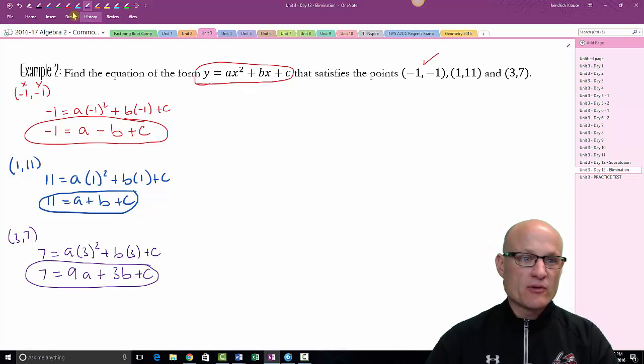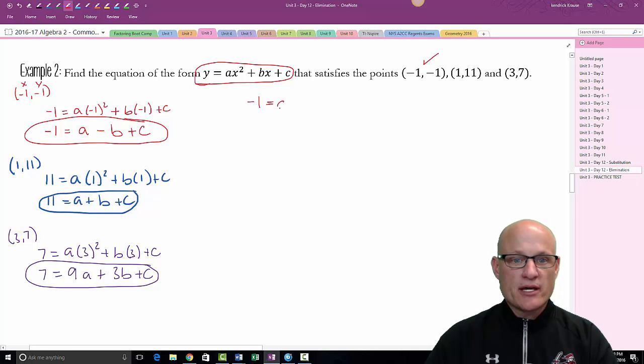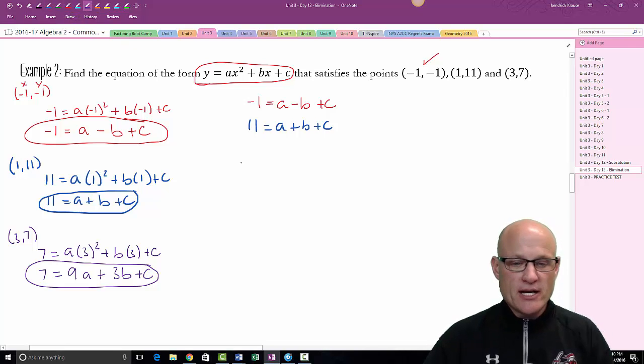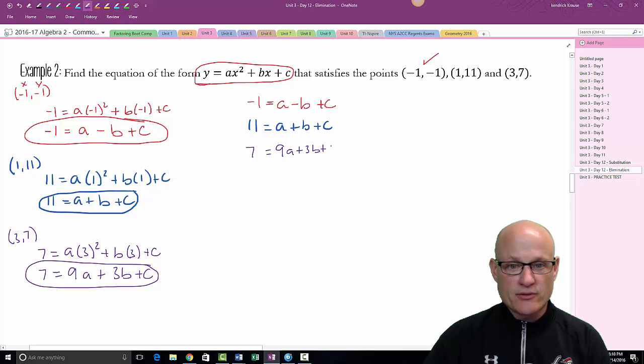So those are my 3 equations. Let me write them over here. -1 equals a minus b plus c. 11 equals a plus b plus c. Sorry about this. And the last one is 7 equals 9a plus 3b plus c.